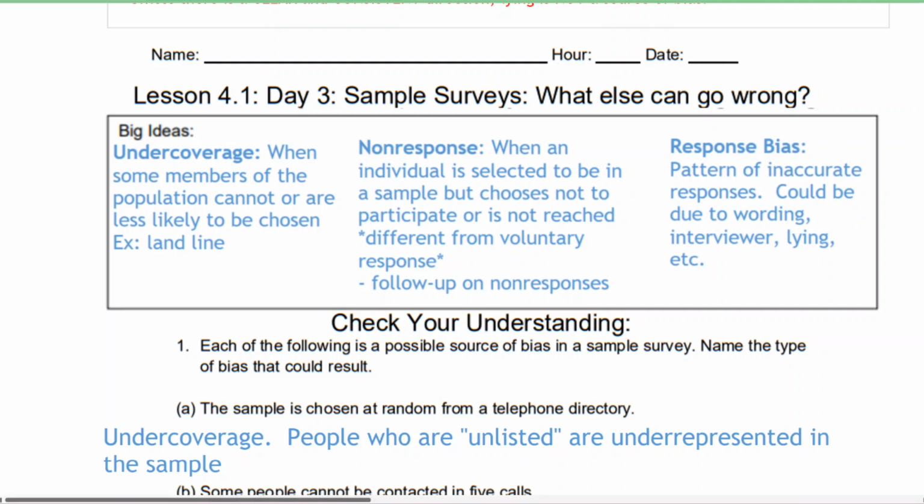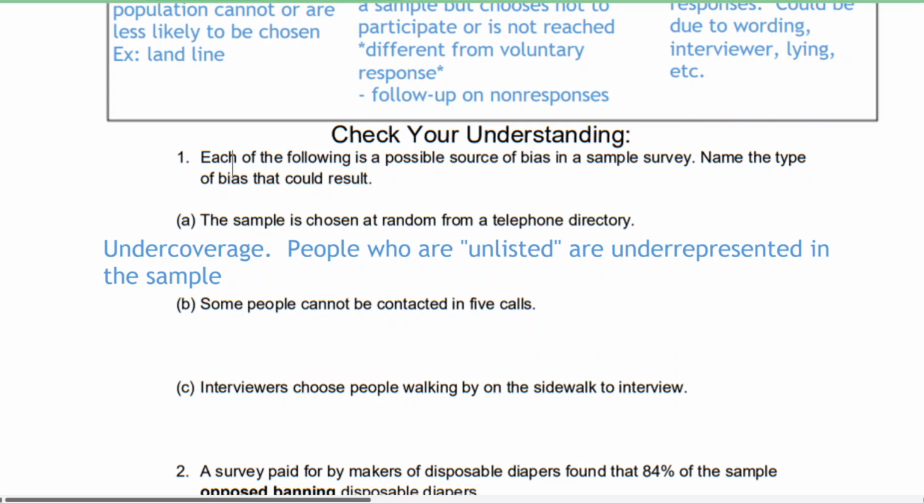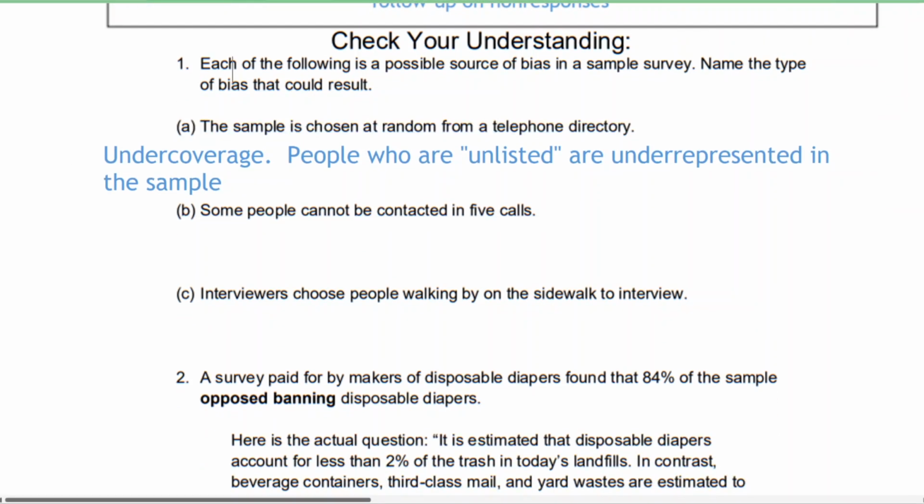Okay, the last part of this is going to be our check your understanding, and we're going to take a look at a few different things. All of the following are going to have a possible source of bias, and we're going to name the bias that could result. So starting with this first one, a sample is chosen at random from a telephone directory.